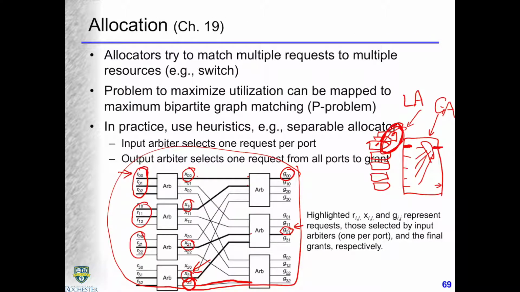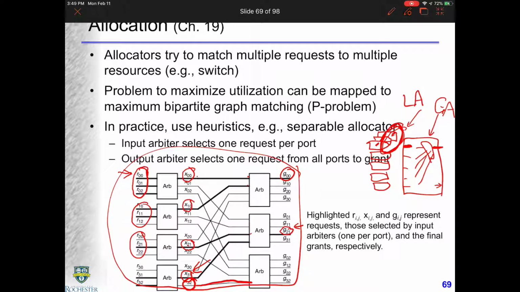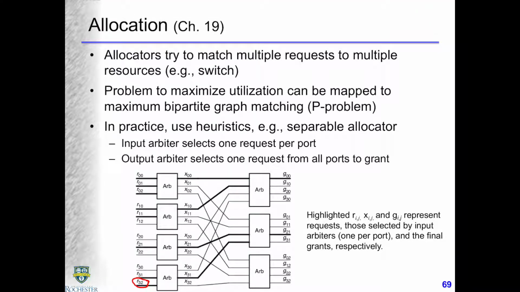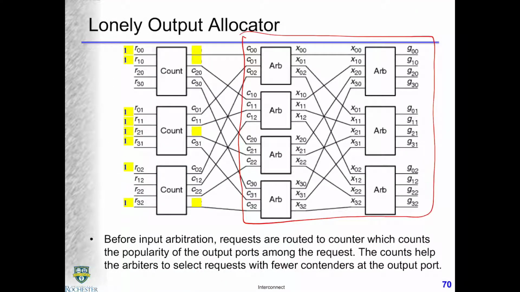So for instance, the example that we show over here, let's clean this up, R32 is going to output port 2. It's the only one, not in the global sense, but it's not a very hot port. So if you want to issue that, then you might get a better chance of succeeding. So that's the idea here.